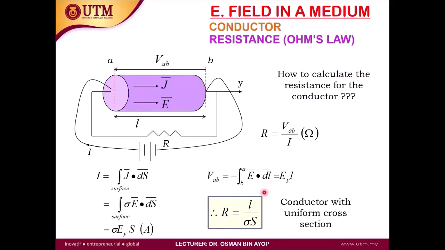From this equation, we can see that the resistance depends on the physical dimension and also the material properties of the conductor. When the conductor is longer, the resistance will increase, and it is inversely proportional to the sigma and also the cross-section area.